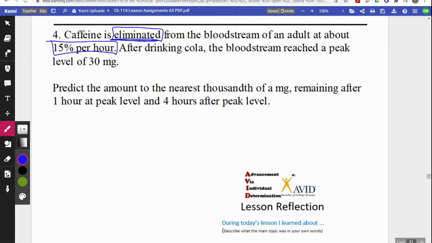So we would say that we don't know what the ending amount is, but we know that it starts at 30 milligrams. And then it's eliminated, so 1 minus 0.15, that's 15% as a decimal. And then after 1 hour, we would just have 1 as an exponent. Second situation is the exact same. We don't change the initial amount. It's still the initial amount. And it's nice because we can use the exact same formula and just change the amount of hours that goes by to figure out how much is there after 4 hours.